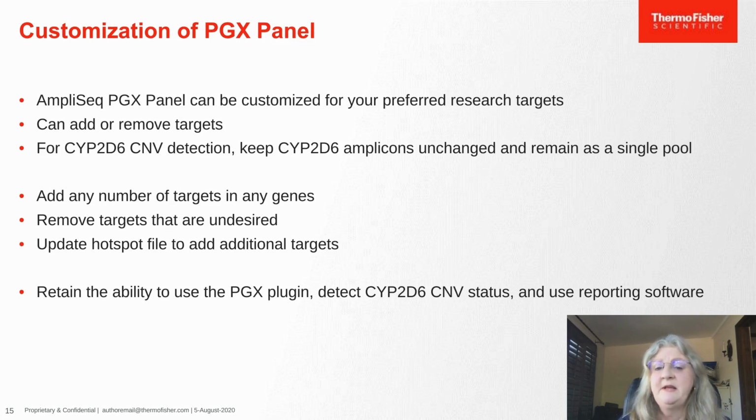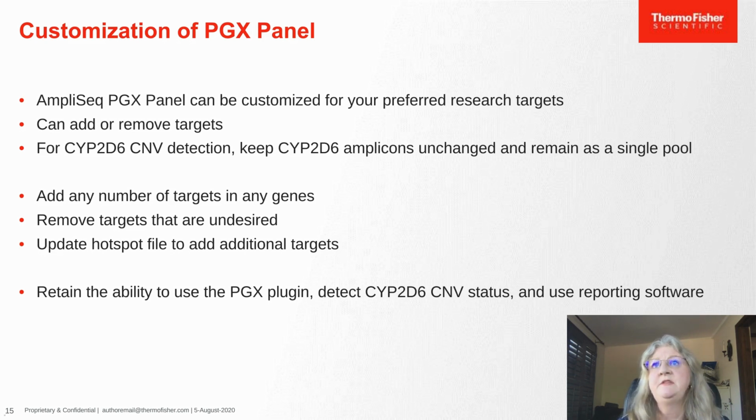The panel can be extensively customized. You can add essentially any number of targets in any genes. You can remove targets that are undesired, and you'll want to update the hotspot file to add additional targets. The one constraint on the panel is that we do need to keep all of the CYP2D6 amplicons unchanged in order to enable CYP2D6 copy number variation detection.